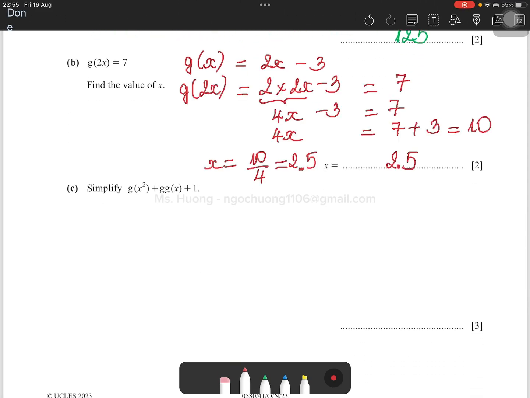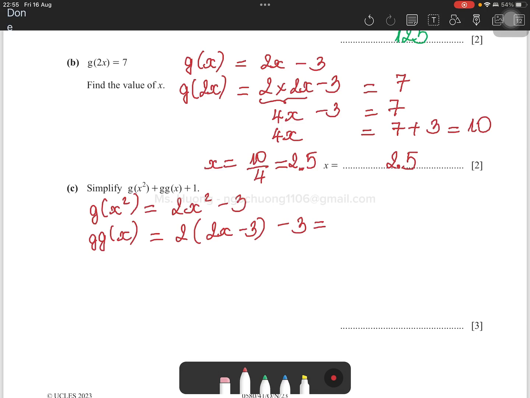C. Simplify g of x squared plus g of x plus 1. g of x squared is equal to 2 multiplied by x squared minus 3. g of g of x means 2 multiplied by 2x minus 3, minus 3. So this is 4x minus 6 minus 3 equals 4x minus 9.